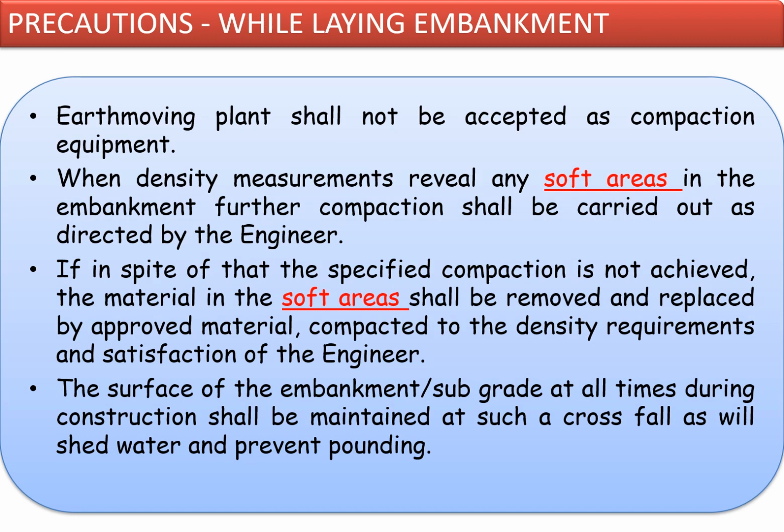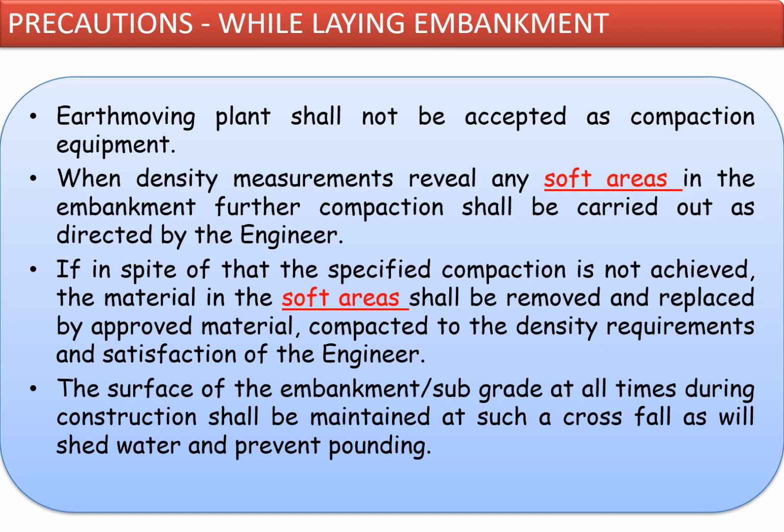Earth moving plants shall not be accepted as compaction equipment. When the density measurements reveal any soft areas in the embankment, further compaction shall be carried out as directed by the engineers. If in spite of that the specified compaction is not achieved, the material in the soft areas shall be removed and replaced by approved materials compacted to the density requirements and to the satisfaction of the engineers.